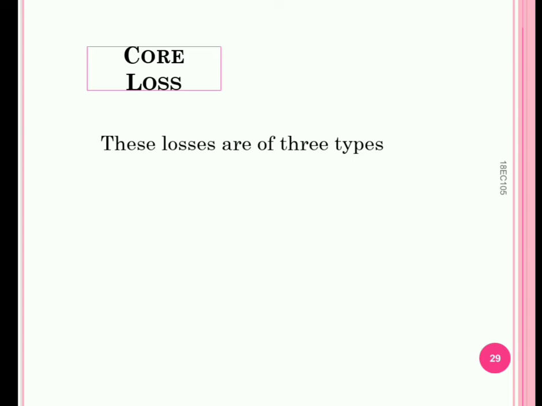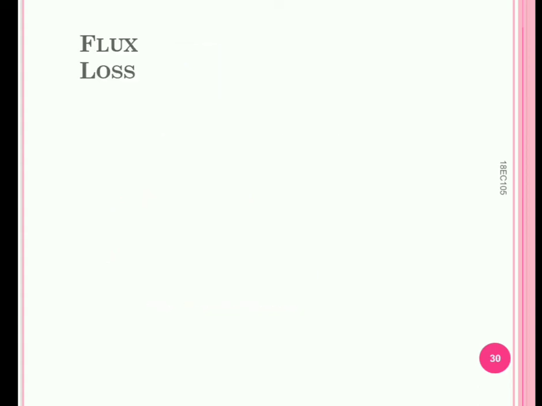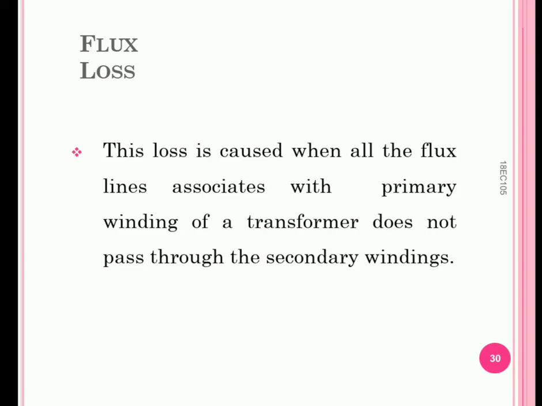Then let us see the other one, that is core losses. These are of three different types: flux loss, eddy current losses, and hysteresis losses. Flux loss is caused when all the flux lines associated with the primary winding of the transformer do not pass through the secondary winding. This happens, and that is the reason why we use a proper core, and that has to be taken care of.